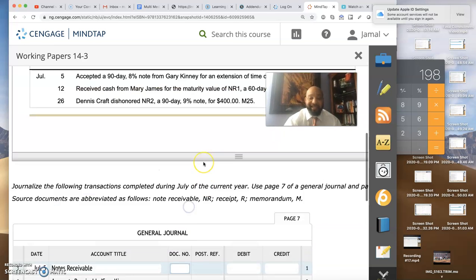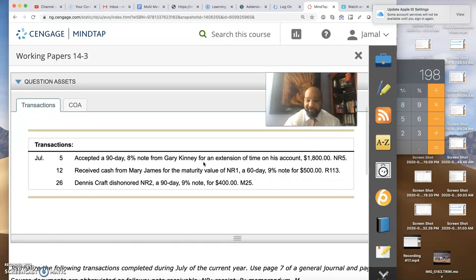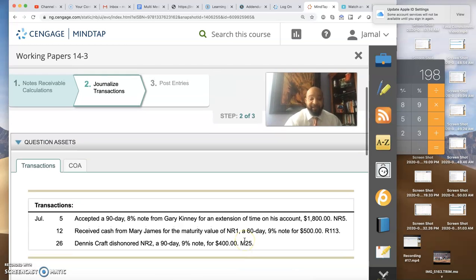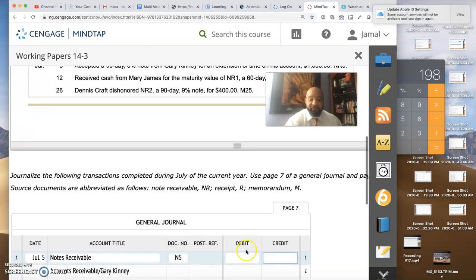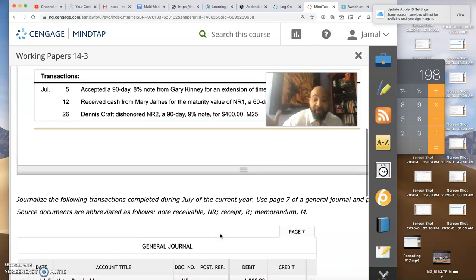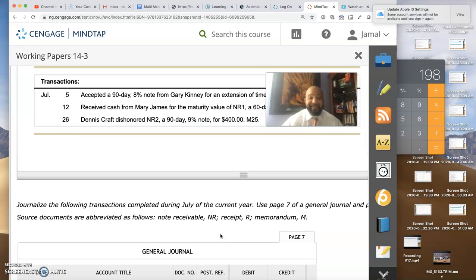All right, so what document lets us know all this? It's notes receivable number 5. That is the document. It's the actual note receivable number 5. Good, note number 5. And how much is this note going to be written for? $1,800. That's the note. That's it. That's all you have to do for notes receivable. It's just that easy.